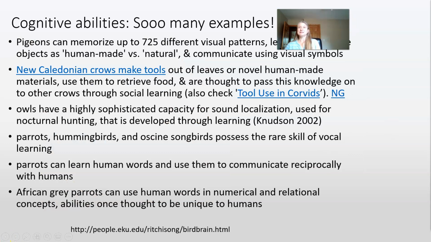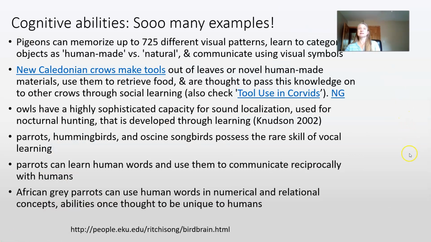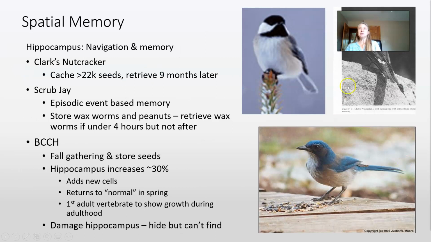So I'm not going to read this to you. There are so many examples of cognitive ability in birds, and I have just a few in here that you can read on your own, and you can even read about the studies if you're interested. So I do want to talk a little bit about spatial memory then.